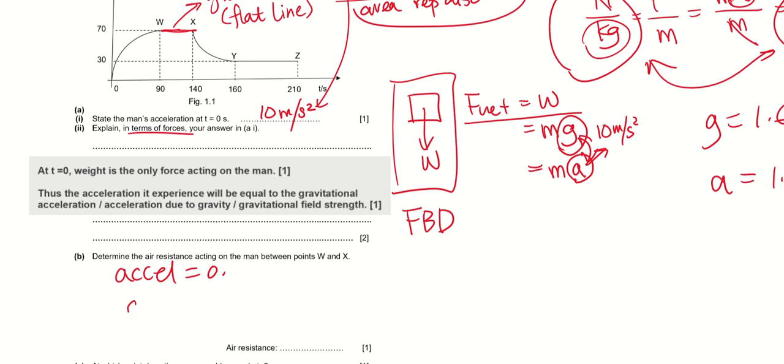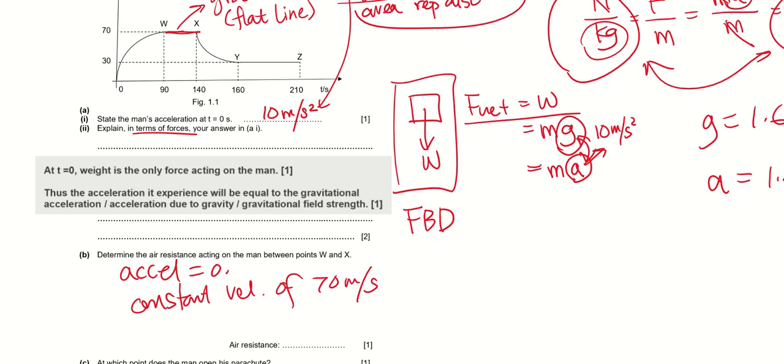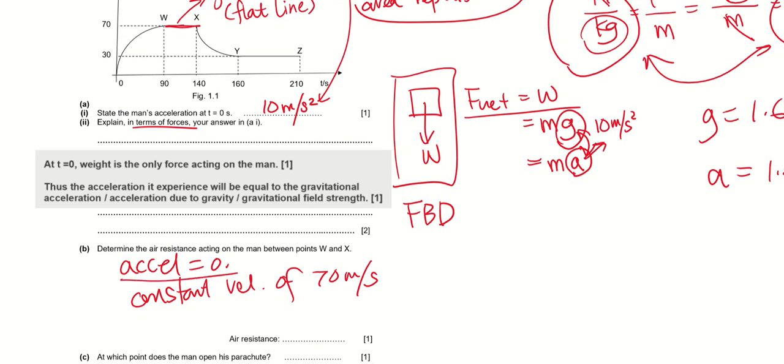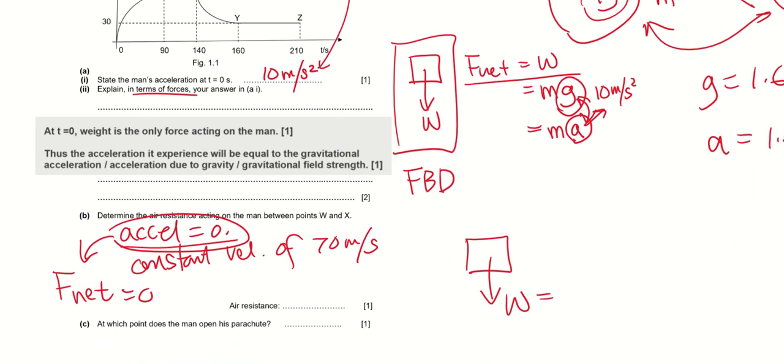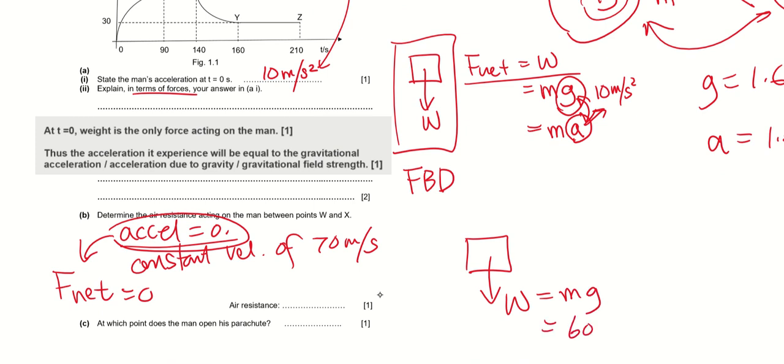That means he's moving with a constant velocity of 70 meter per second, right? However, all this doesn't really answer our question because they wanted to know the air resistance. So why is it that the acceleration is 0? When acceleration is 0, it means the F net is 0. This is what we got from the graph. So you must also think back: when there's no acceleration, F net equals 0. Let's go to our free body diagram again. So this is W, and W is equal to mg. The mass is 60, the g is 10, therefore it is 600 Newton, right?